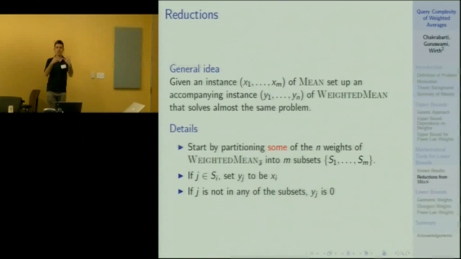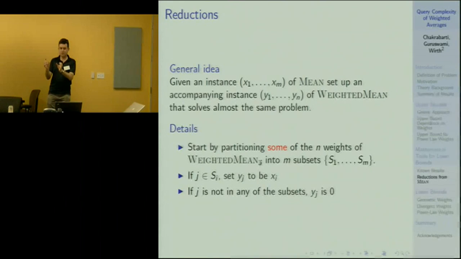So we're going to say, okay, if we set up this instance of the weighted mean that almost solves, or approximately solves, the mean problem, and because the mean problem is hard, that must mean this weighted mean problem is also hard. So what we're going to do is something fairly obvious. We're going to partition the weights in the weighted mean problem into some subsets that are roughly equal.